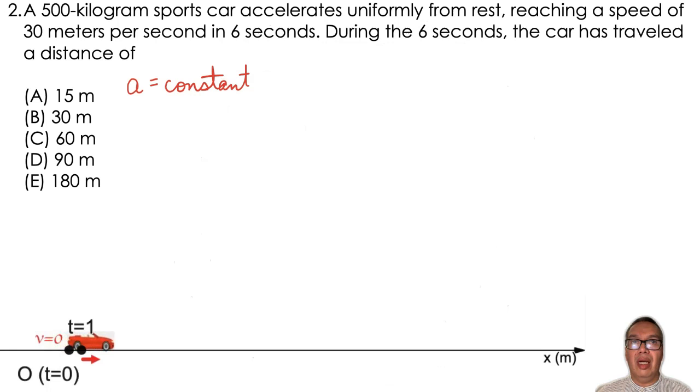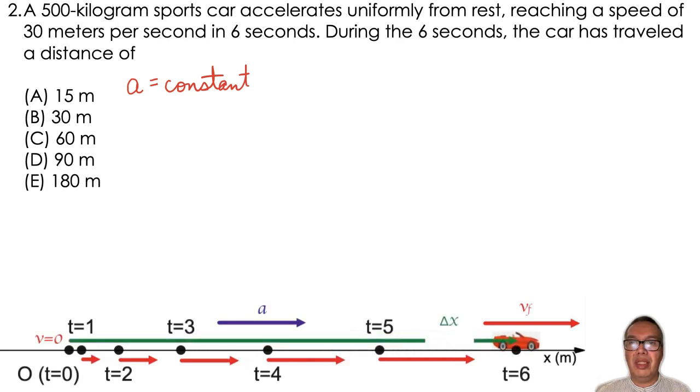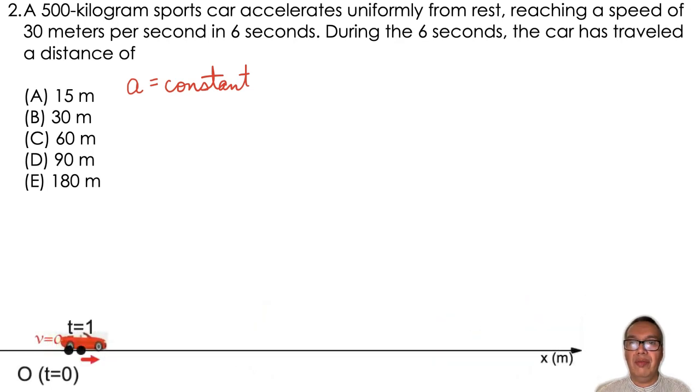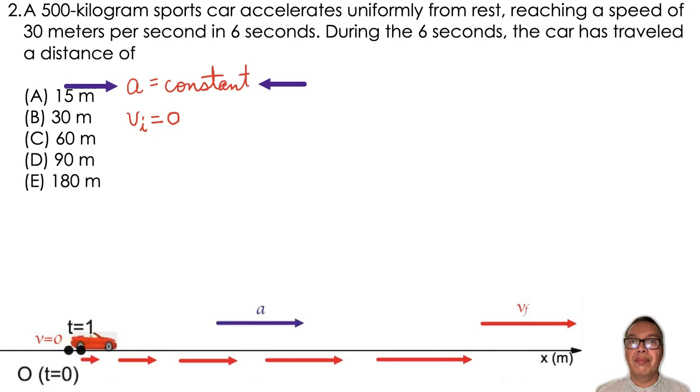In this case, again, you have useless information, such as the mass of the car. They don't really need you to use that for anything. And then you have several important ideas. They tell you that it accelerates uniformly from rest, so your initial velocity is zero. And there must be some kinematics equation that you can use because the acceleration is constant.